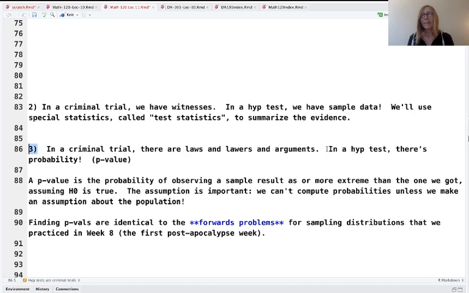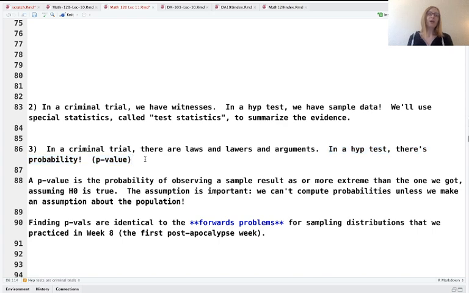For us, in a hypothesis test, we use probability. Of course, that's why we just spent so much time talking about probability. We're going to use the likelihood or probability of a particular sample result occurring in order to make our decision about whether or not we're going to reject the null hypothesis.